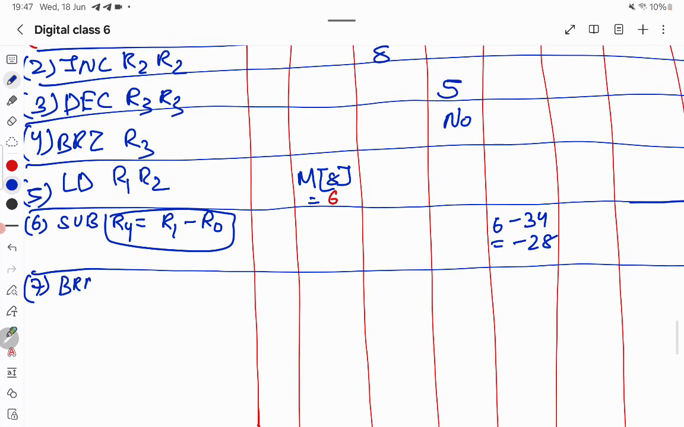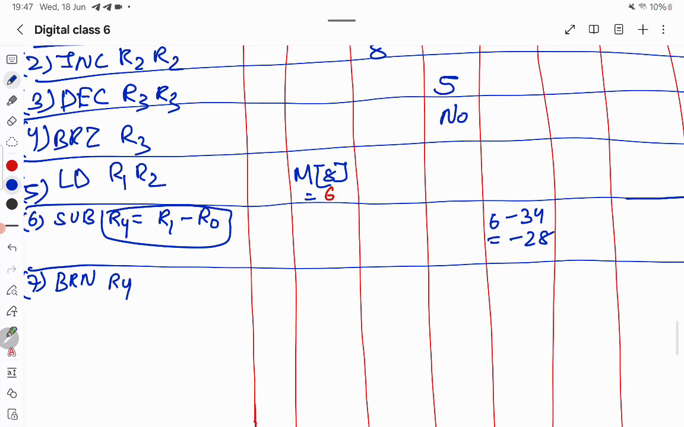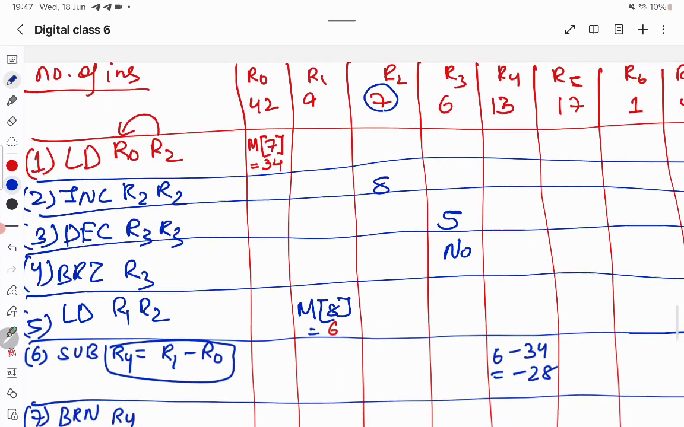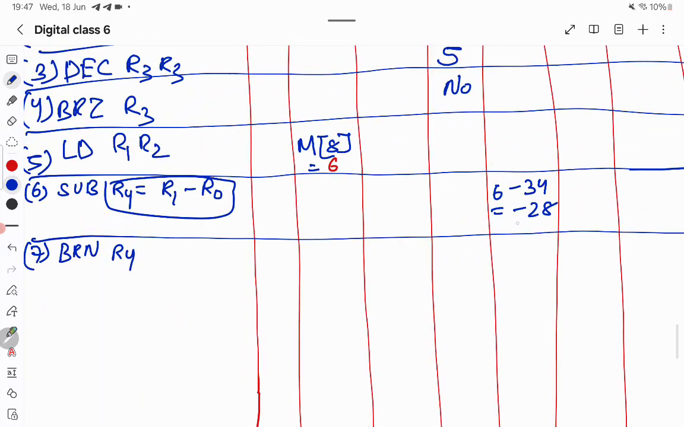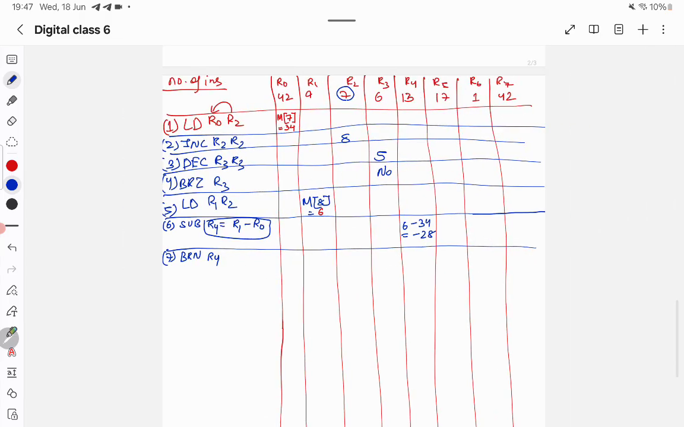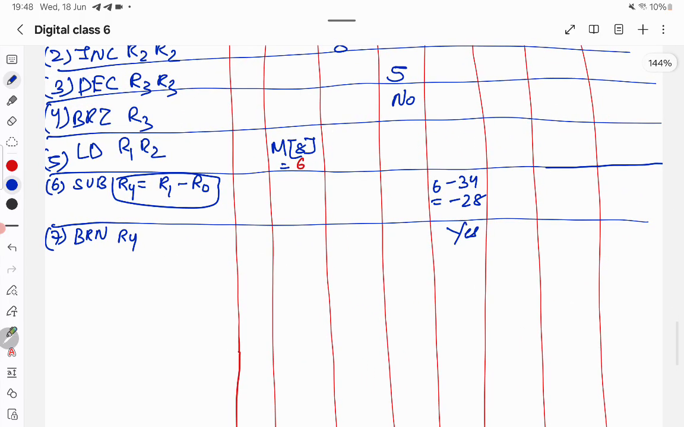Okay. Next, what is the instruction? Tell me. BRN R4. It means is R4 negative? So what is the value of R4? Minus 28 here. If you see here, this is R4, so it is minus 28. Yes, it's negative. You will write yes. Then no need, you will just check whether it is negative or not.